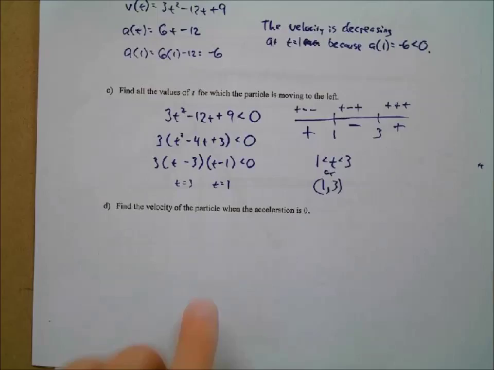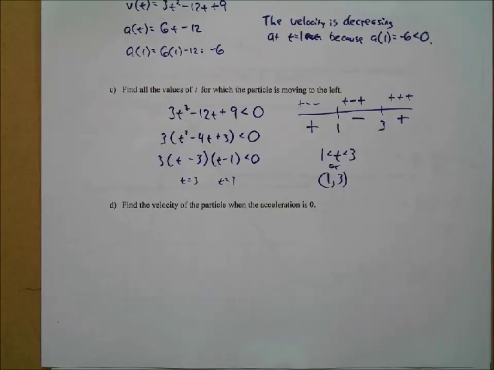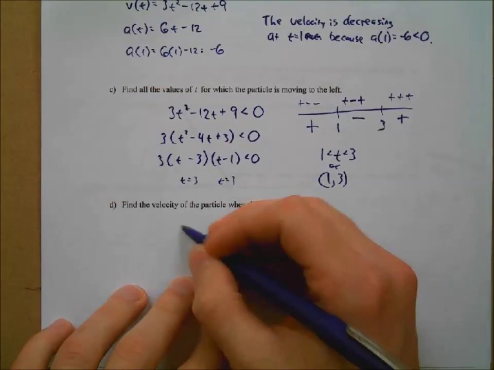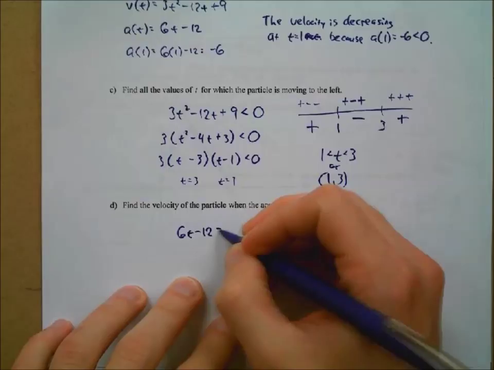All right. Find the velocity of the particle when the acceleration is 0. How should we go about approaching this one? What should we do? Set what equal to 0? Acceleration, right? So that's not too bad. 6t minus 12 equals 0.